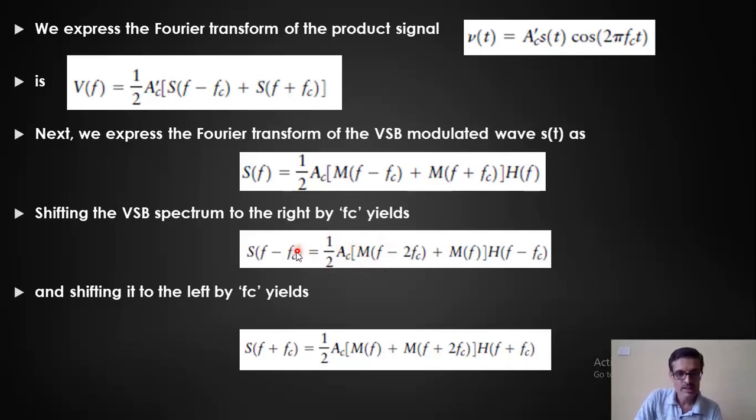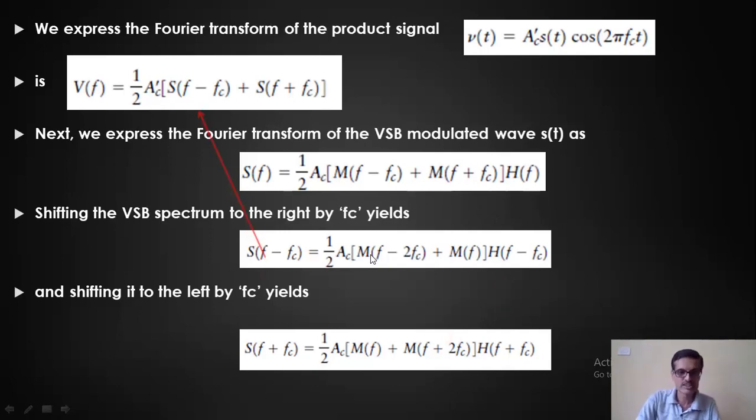So S of f minus f_c is half of A_c times M of f minus f_c, and M of f plus f_c minus f_c. So I'll get M of f minus 2 times f_c over here. In this case, the plus f_c and minus f_c cancel, so I'll get only M of f. Again, H of f is also shifted by f_c. This is what I'll get. What about S of f plus f_c? Just add f_c to both of these terms. I'll get half of A_c as it is, M of f, because the minus f_c and plus f_c cancel. Here, plus f_c and plus f_c give 2 times f_c, H of f plus f_c.